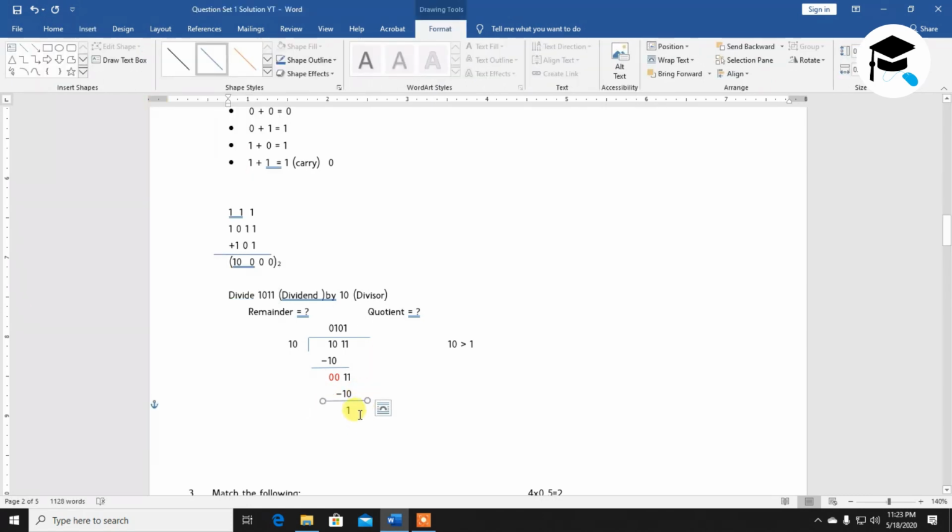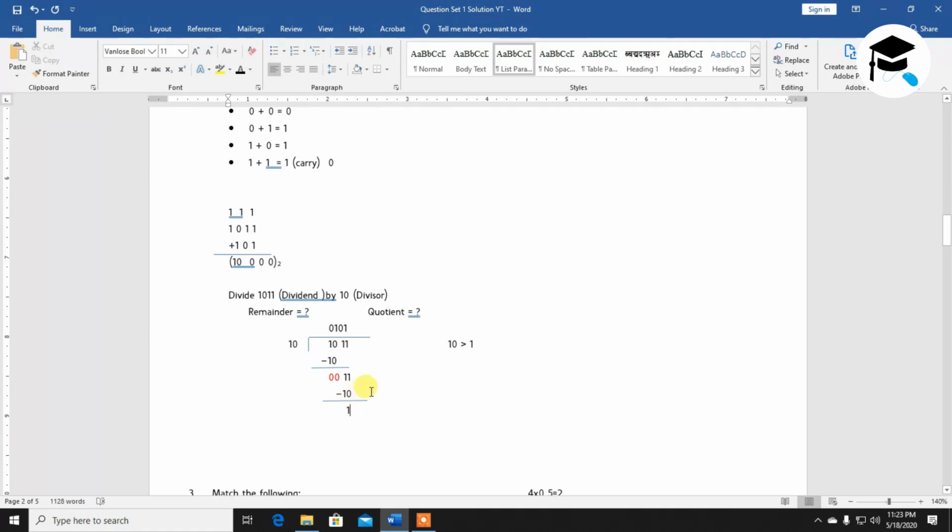Here 1. Okay, now again let's move ahead. Here 1, 0 is greater than 1. It's not less than. And can any other numbers be borrowed here down? Can we bring them here? No, I don't think so. So this is the end of the session. Okay, 1 is the remainder, 10 was the divisor, 1011 was the dividend, and we found out the quotient 0101.